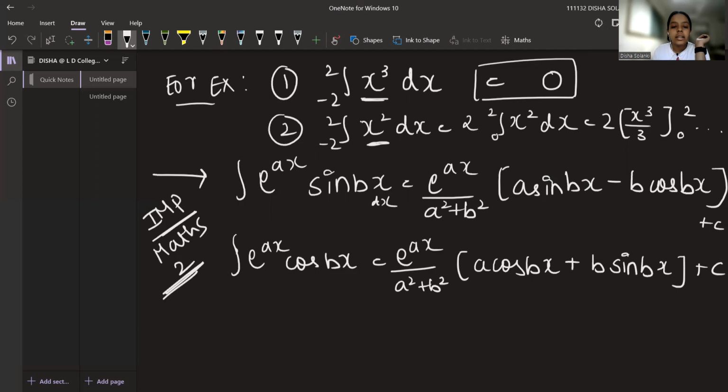And the second is integration of e power ax cos bx dx equals e power ax upon a square plus b square into a cos bx plus b sin bx plus c. Remember it and solve the questions at your home.